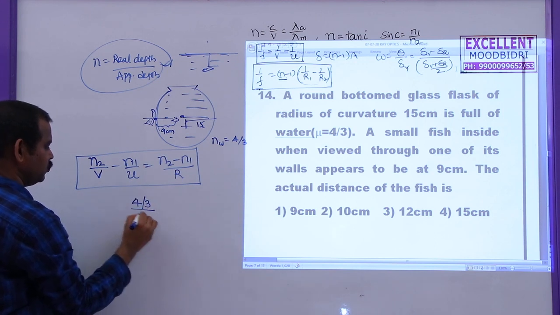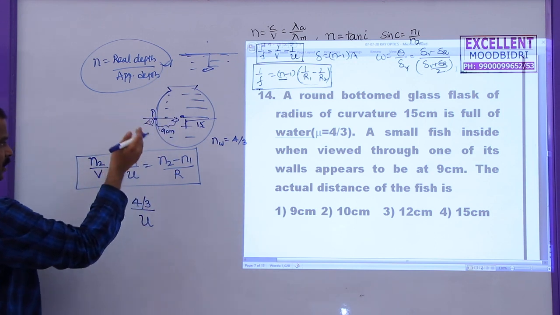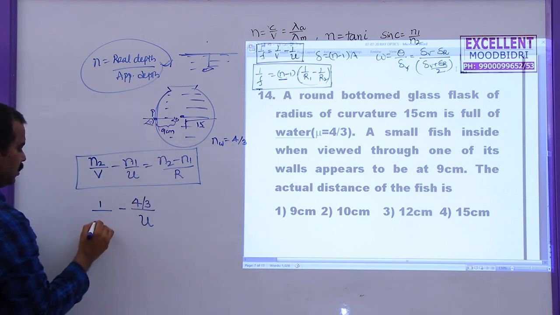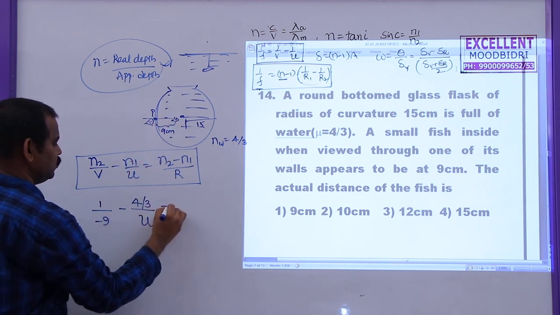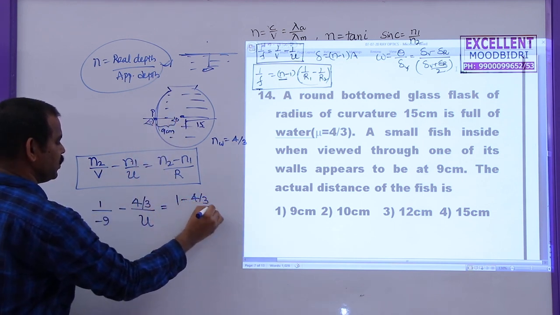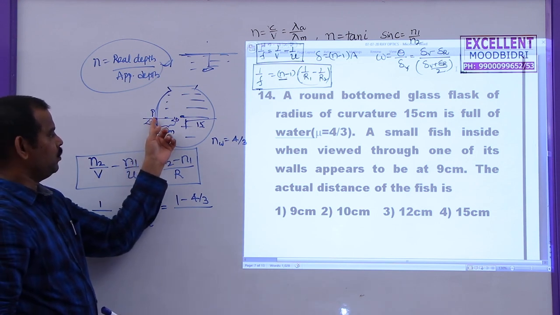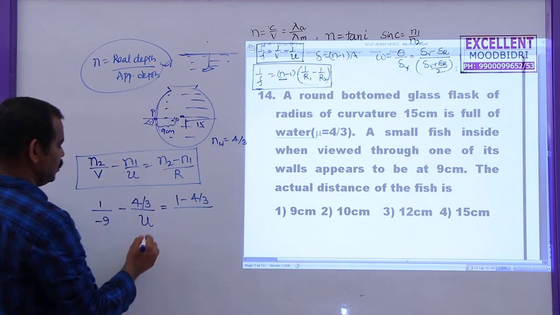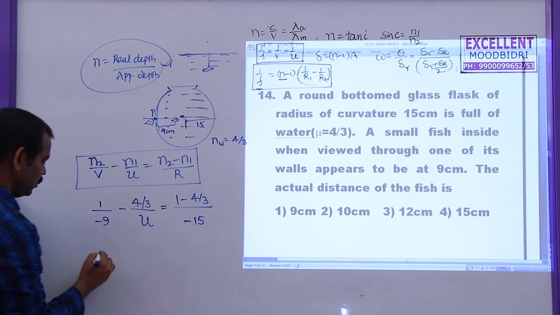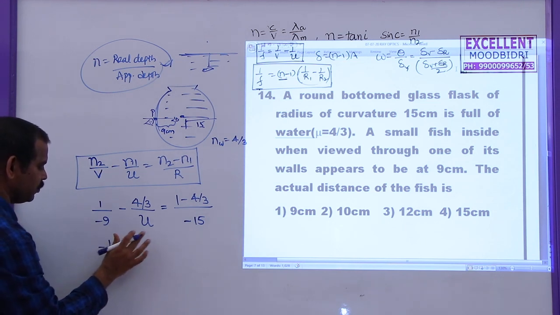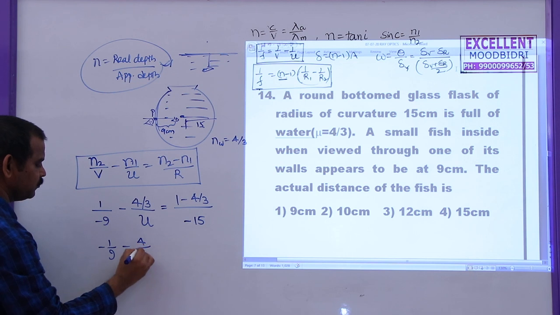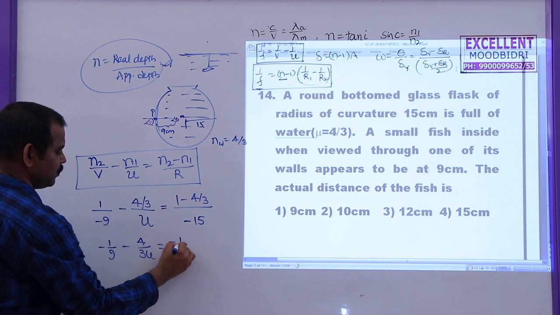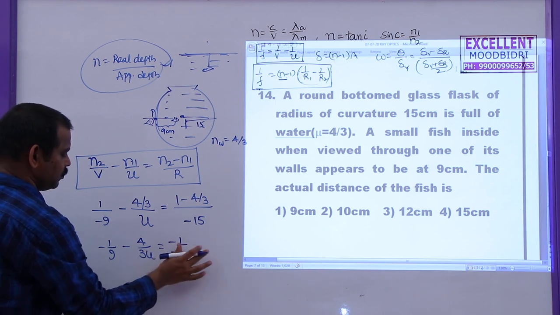Let me take this as u, which is unknown, and its image will be formed in the other medium. This is 1 by, what is the image distance here? This is minus 9, from here to here, which is equal to 1 minus 4/3 by r. R is from the pole to the center of curvature, which is in the direction opposite to the incident light, so this will be minus 15. So this is minus 1 by 9 is minus 4/3u plus, minus 1 by 3 into 45, so minus 45.